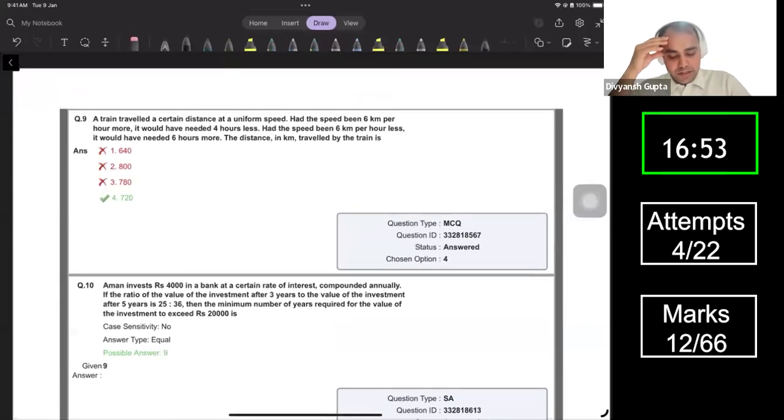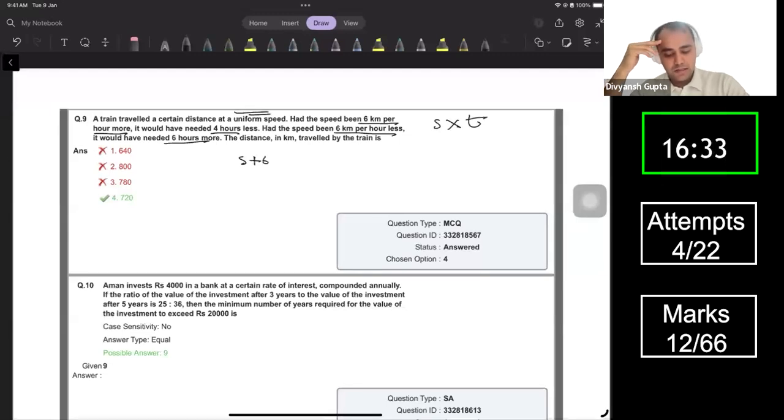A train travels a certain distance at a uniform speed. If the speed increases, the time decreases; if the speed decreases, the time increases. They want me to find the distance. I think I'm going to attempt this right now. Let's say that the speed is s and the time is t for the initial case.